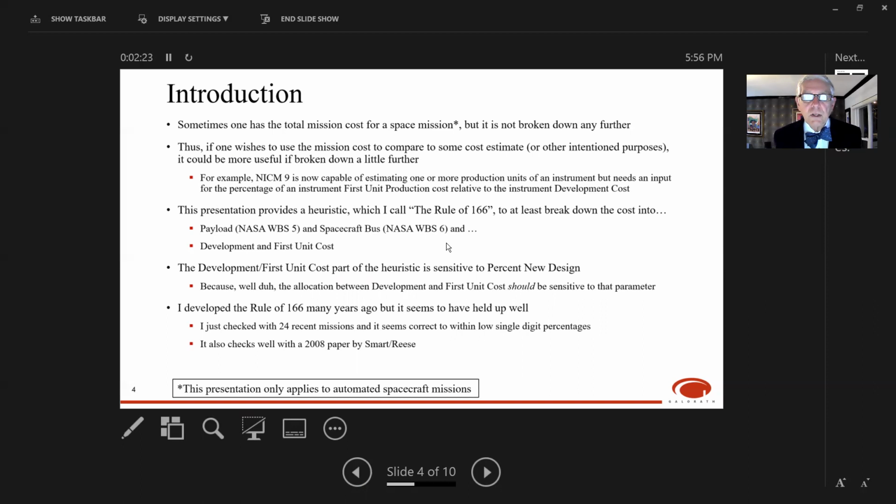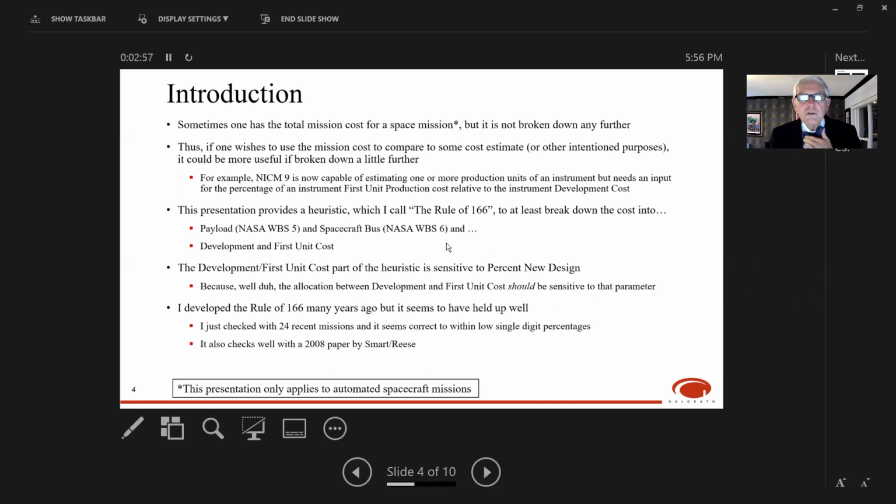So the rule of 166 allows you to break down a cost into the payload. By the way, NASA calls that WBS 5, and the spacecraft bus, which is WBS 6 in the NASA WBS, and also break it between development and first unit cost. Now, the development first unit cost part of the heuristic is sensitive to percent new design, because obviously percent new design impacts the relative value between the development and first unit cost. You'll see that in a moment.